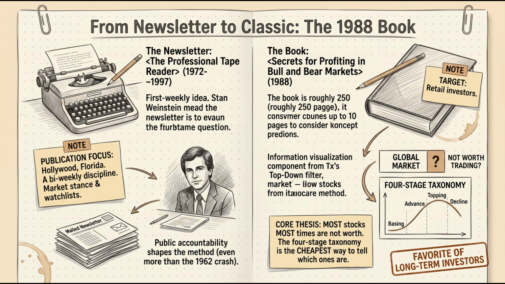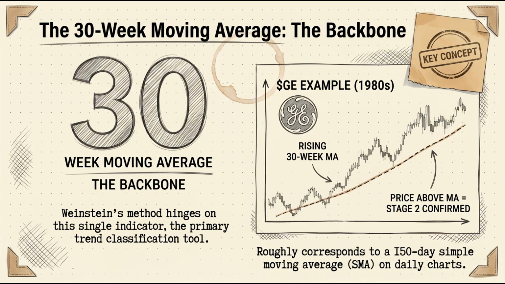In 1988, he published Secrets for Profiting in Bull and Bear Markets, a book of roughly 250 pages aimed at retail investors. His core thesis was simple: most stocks at most times are not worth trading, and a four-stage taxonomy is the cheapest way to tell which ones are.